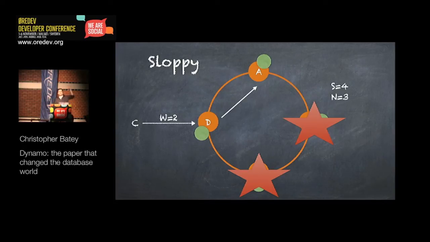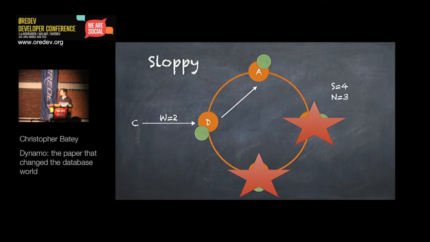Otherwise, we could eventually put the data on every single node if we had certain sorts of failures that go around in a circle. So node D keeps that in a separate area. And what he does is wait for node B and C to come back up, and then he'll send it to them. This is called a hinted handoff.